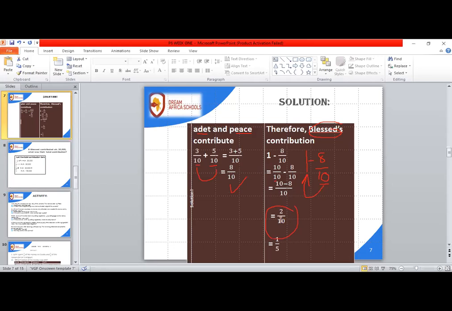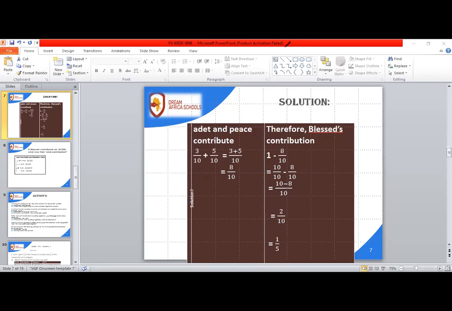Looking at this, we realize that 2 out of 10 has got a common factor. When we simplify this, we shall finally get 1 out of 10. Sorry, 1 out of 5. Because 2 divided by 2, we get 1, and 10 divided by 2, we get 5.